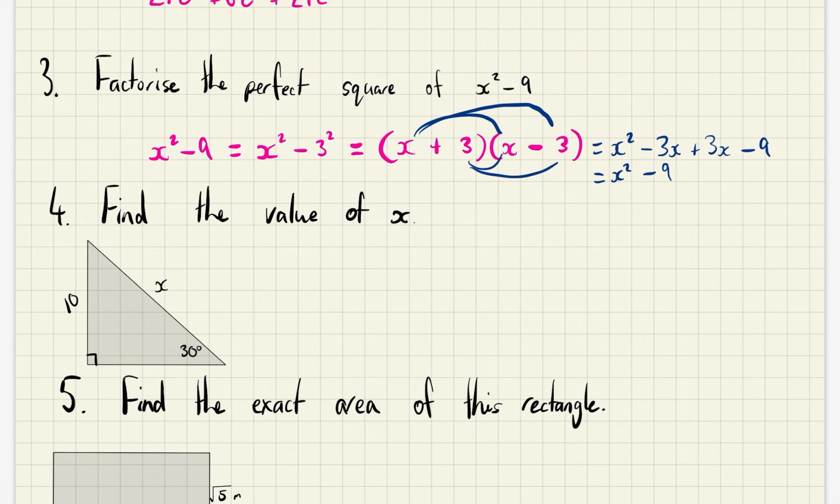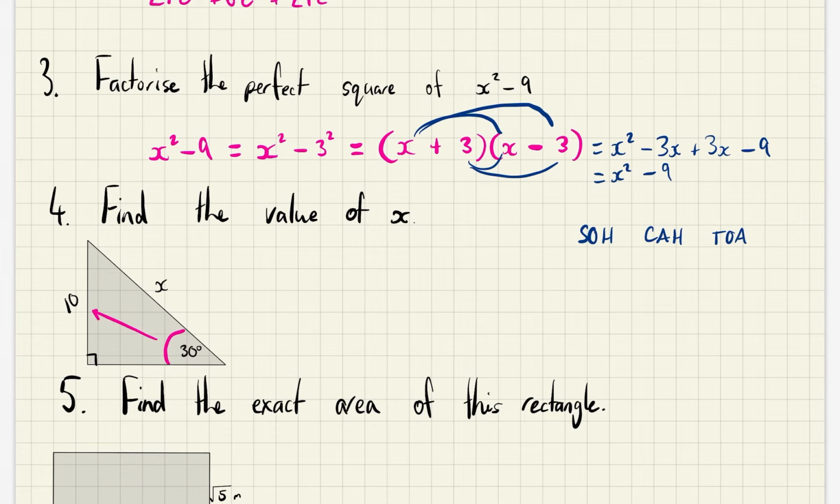Now question 4 asks us to find the value of x. So to find the value of x, we're going to need SOHCAHTOA. Okay. Now it only works because it's a right angled triangle. We're going to talk more about that in a future topic. But SOHCAHTOA. Okay. Now I need to label this triangle in respect to this angle.